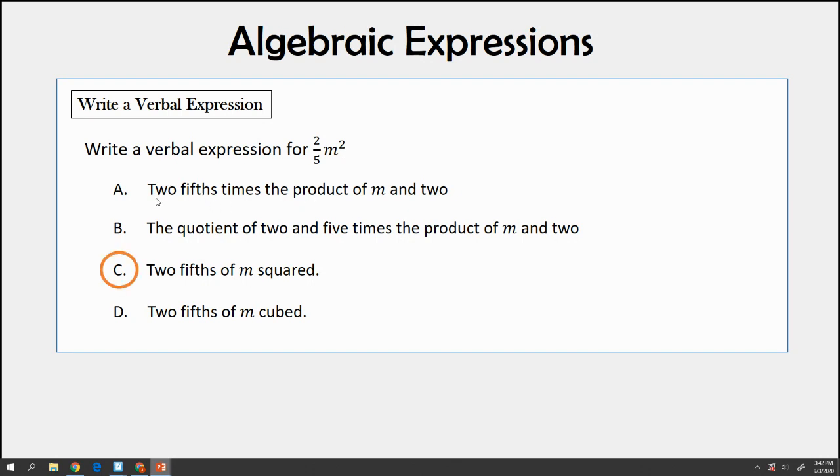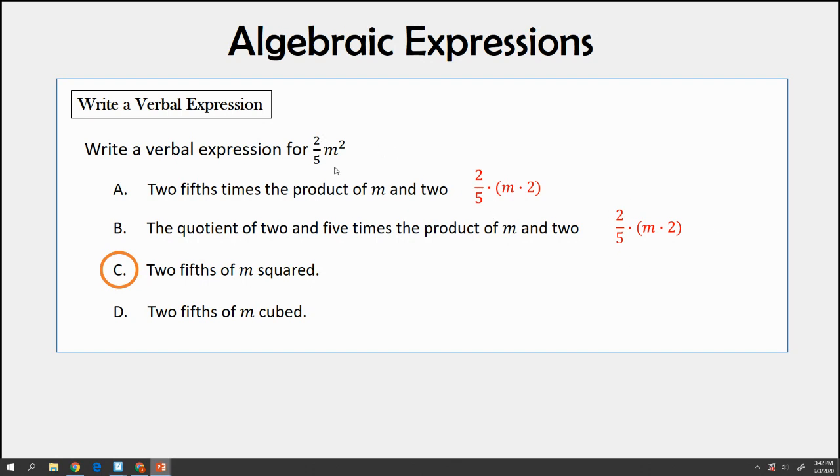But let's explore this a little bit. What would 2/5 times the product of m and 2 be? 2/5 times the product of 2 and m. Well, that would look like this: 2/5 times the product of, that means multiply, m and 2. So that's clearly not the original. How about this one? The quotient of 2 and 5 times the product of m and 2. What's that going to look like? Well, the quotient of 2 and 5 is 2/5, that's 2 divided by 5. The problem is here, times the product of m and 2. Product of m and 2, that's the same thing I had here. Written differently, but it's the same thing.